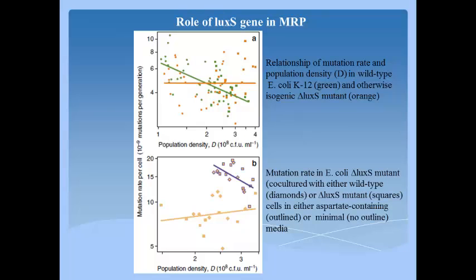Authors also show that supplying aspartate to the medium at a level known to complement metabolic defects of the null luxS mutant restores the density dependence to levels seen in the wild type, the bottom figure. So authors conclude that a metabolic product of luxS, and not a signaling molecule, affects MRP.